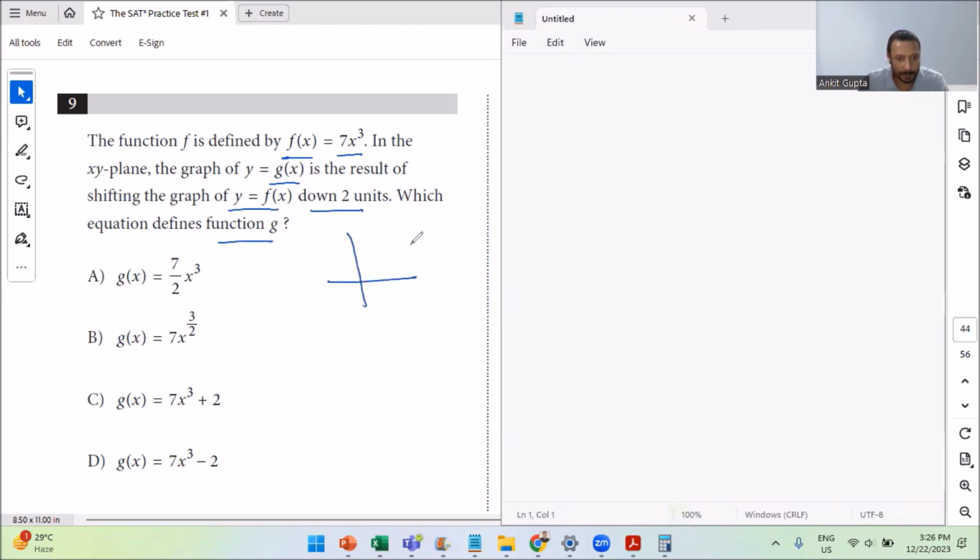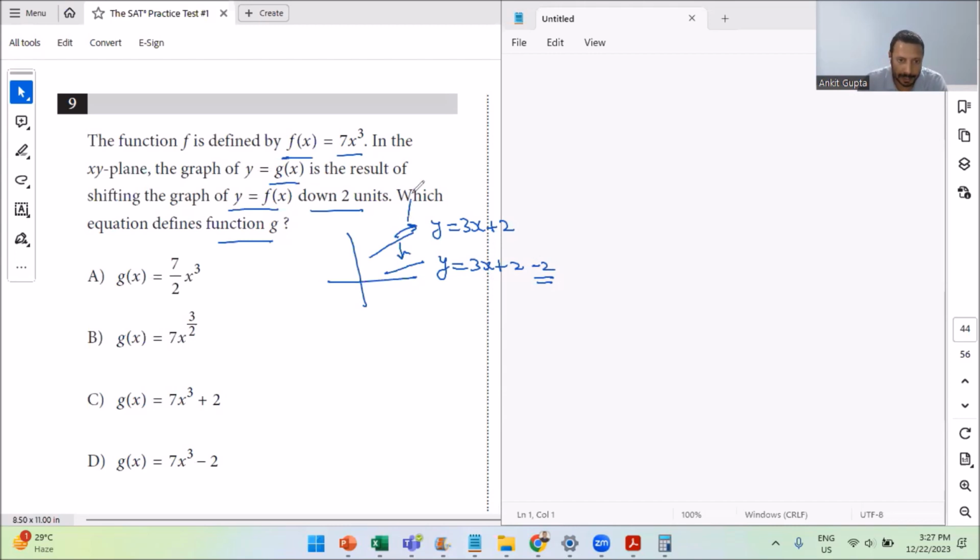So let's take a simple example. Let's say we have a line like this. Let's say the equation of this line is y is equal to 3x plus 2. And if we are shifting this line down by 2 points, let's say this is the new line. So the equation of this line will become y is equal to 3x plus 2 minus 2. So whenever you are shifting this line down, you will subtract that much from the right-hand side of this equation.